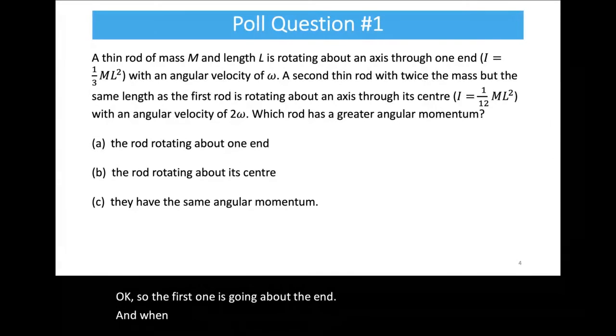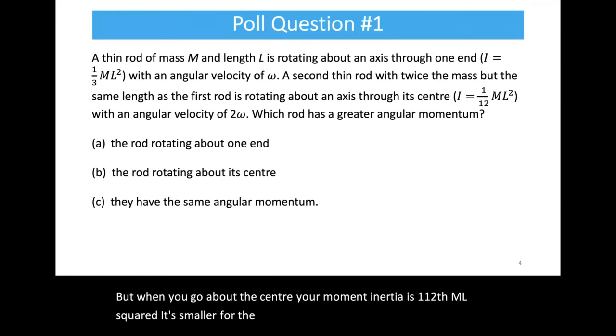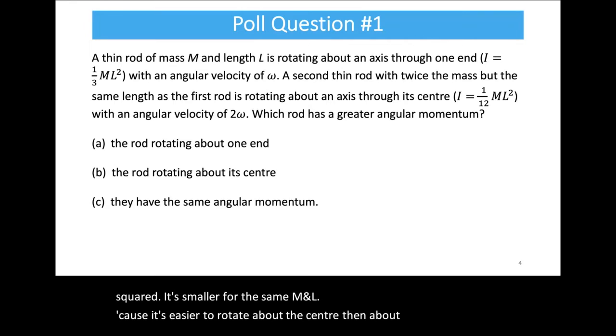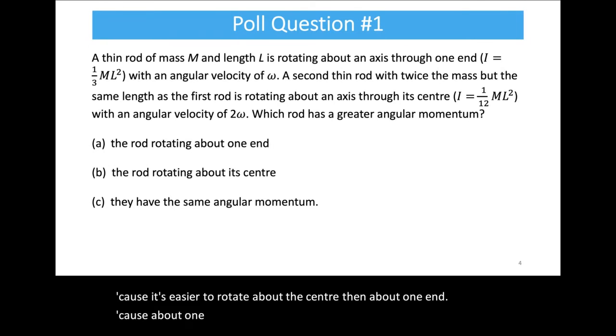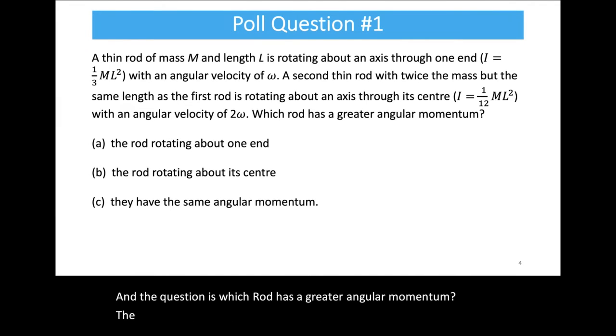Okay, so the first one is going about the end. And when you go about the end, your moment of inertia is 1/3 ML squared. But when you go about the center, your moment of inertia is 1/12 ML squared. It's smaller for the same M and L, because it's easier to rotate about the center than about one end. Because about one end, you've got more mass far away from the axis. And the question is, which rod has a greater angular momentum? The rod rotating about one end, the rod rotating about its center, or they both have the same.